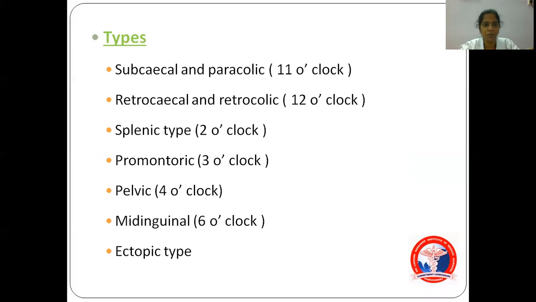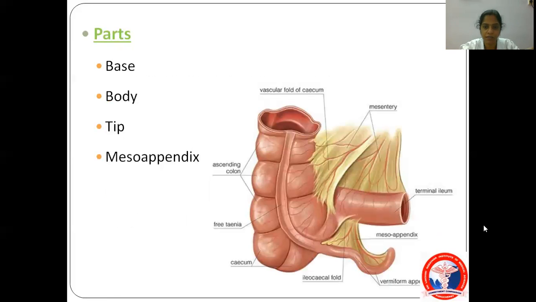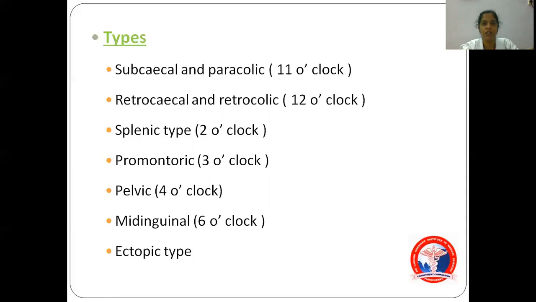Now, various types of appendix are there. The types depend upon the position of the tip of the appendix. The base will be constant, but when you see the tip, it may vary. It may go behind the ileum or in front of the ileum, or it goes towards the inguinal fold, or it goes behind the caecum like that. Depending upon the position of the tip, we divide this into various types.